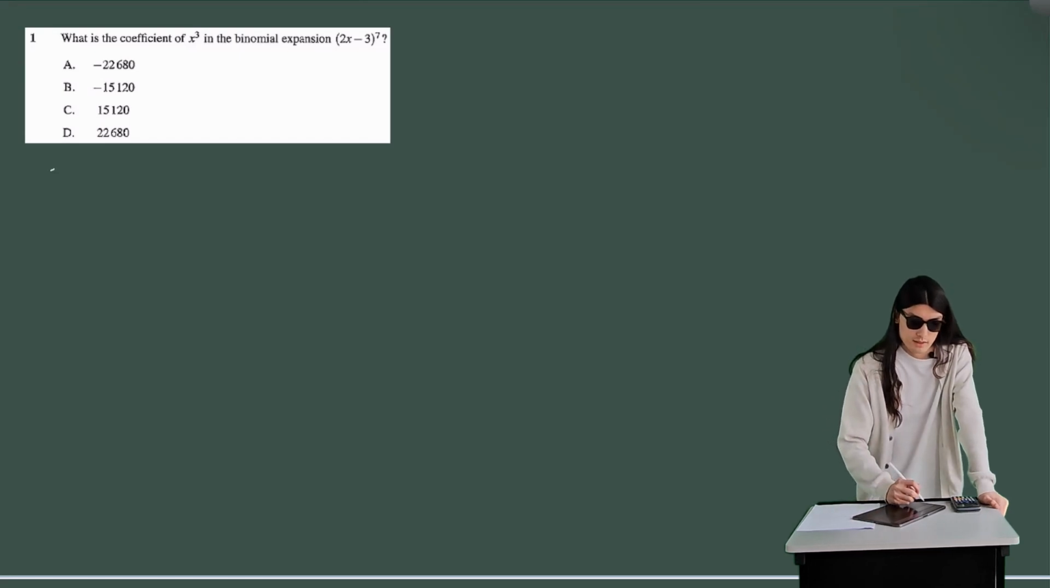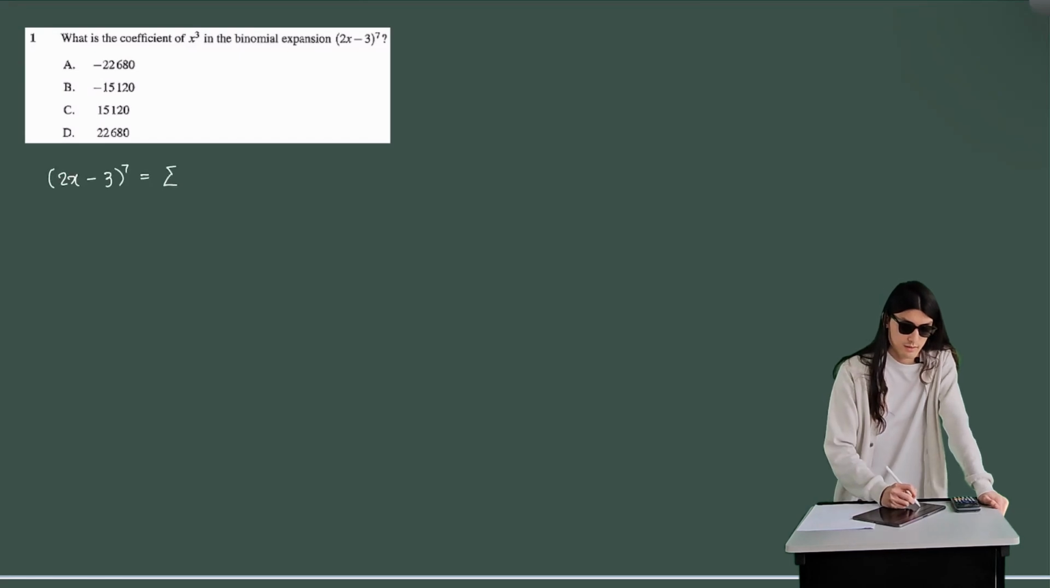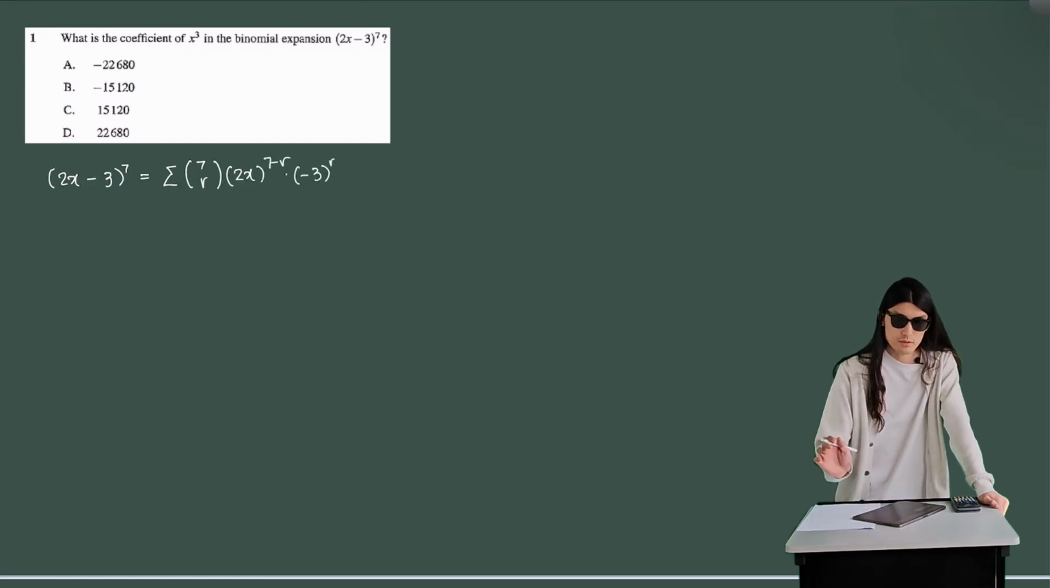So, the expansion is given by the sum of terms that has the structure 7Cr, first term (2x) to the power of 7 minus r, multiplied by second term (−3) to the power of r. Now the actual expansion itself is given by the sum of these terms starting from r equals 0 up to r equals 7.